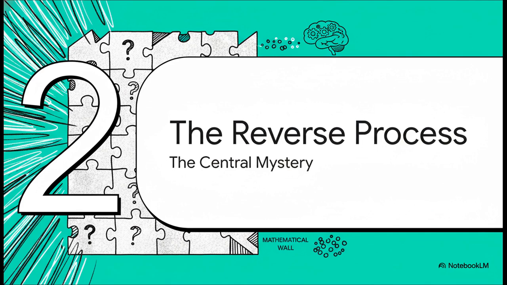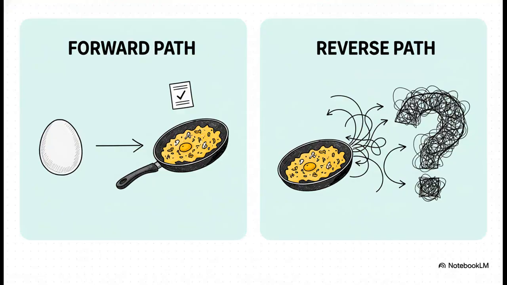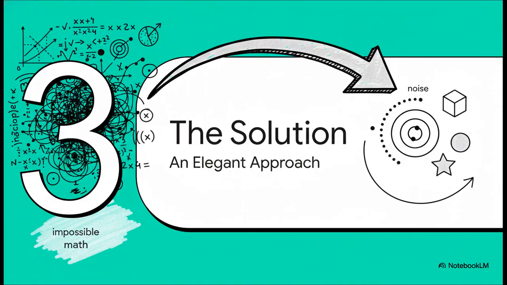Well, this is where science hit a massive mathematical wall for a long time. And this really lays out the problem perfectly. Going forward is easy. It's like scrambling an egg. But going backward? That's like trying to unscramble the egg. It seems impossible. There's just no simple formula to perfectly subtract the noise and get back to where you started. The path is lost. So for years, this problem just seemed unsolvable, a dead end.